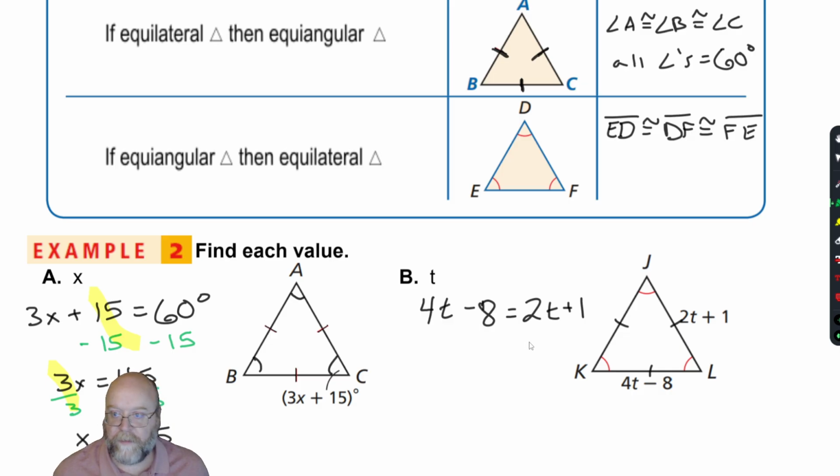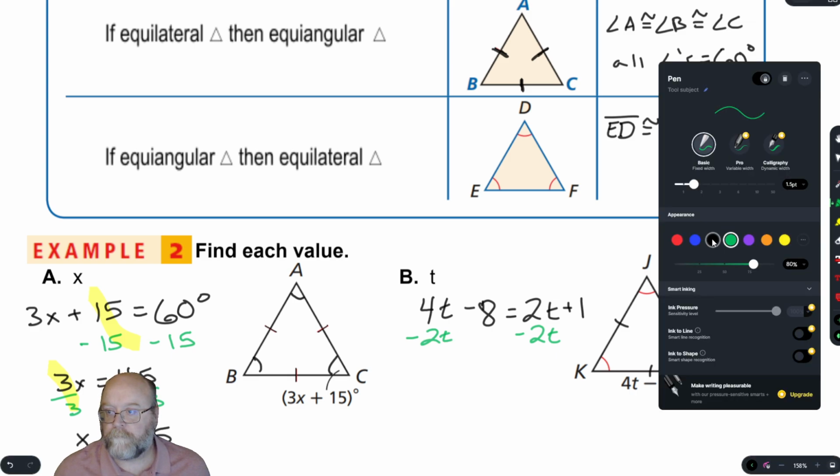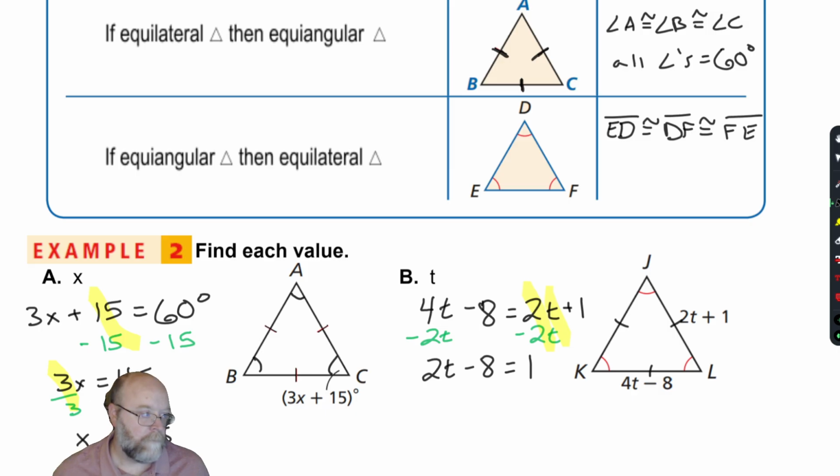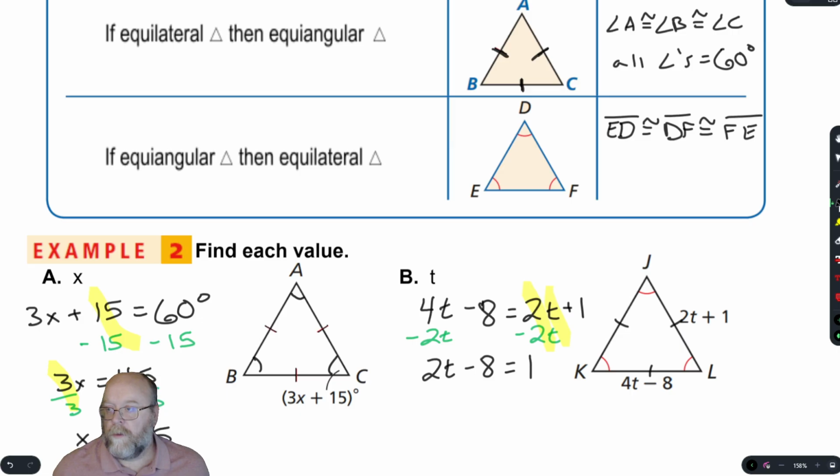A 3-stepper? I like to keep my variables positive when I can, so I'm going to subtract the lower coefficient. Why would I do that? Gets rid of this guy. Moves all my t's over to one side. 4 minus 2 is 2. This is gone. Left with that. Are you already done? It's pretty cool. Way to go, that guy that's already done. Good job, that girl that's already done.